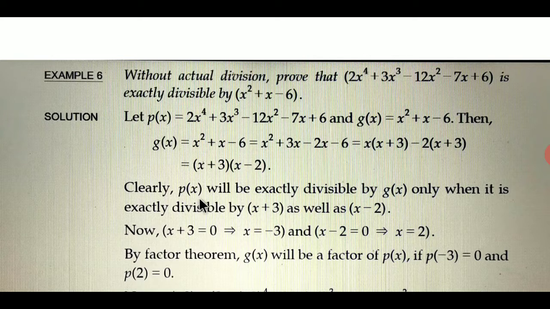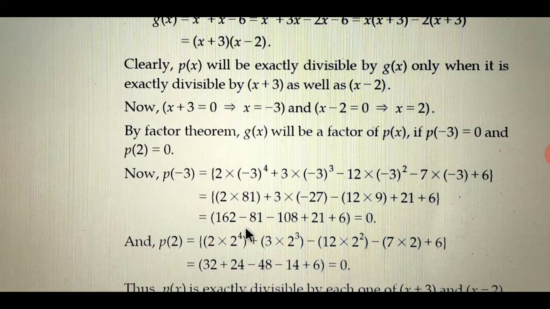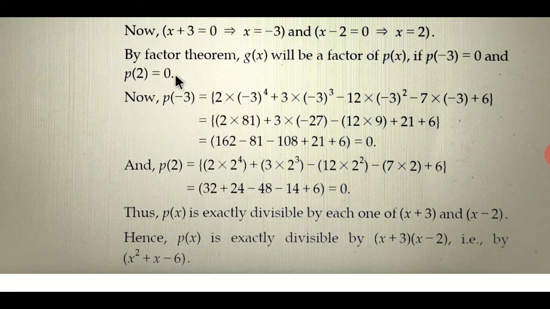So clearly p(x) will be exactly divisible by g(x) only when it is exactly divisible by x plus 3 as well as x minus 2. Now x plus 3 equal to 0 implies x equal to minus 3, and x minus 2 equal to 0 implies x equal to 2. By factor theorem, g(x) will be a factor of p(x) if p(minus 3) equal to 0 and p(2) equal to 0.